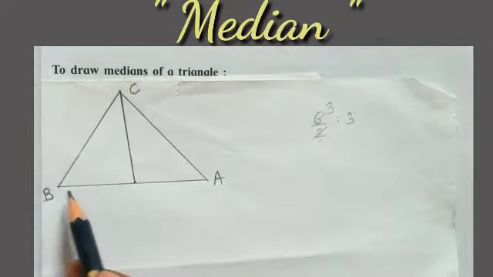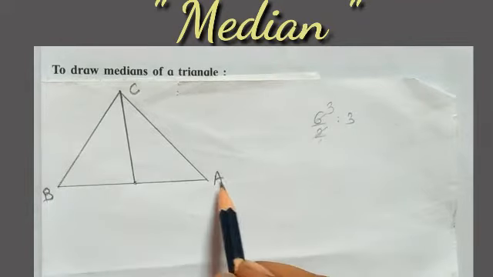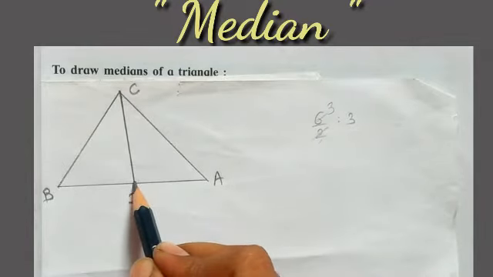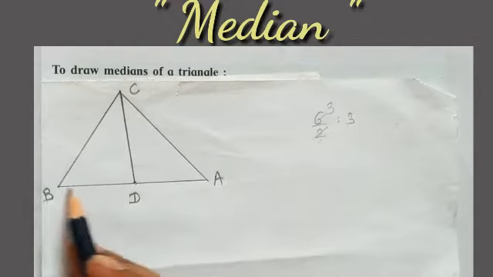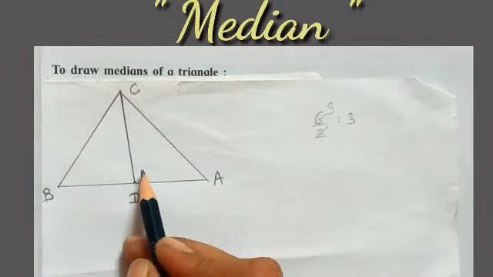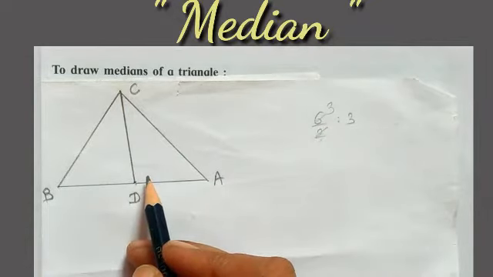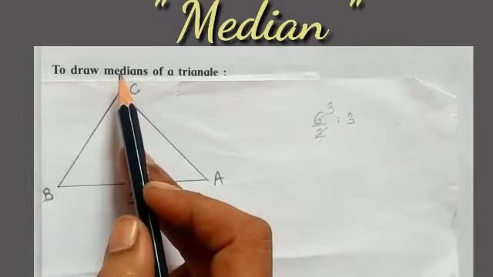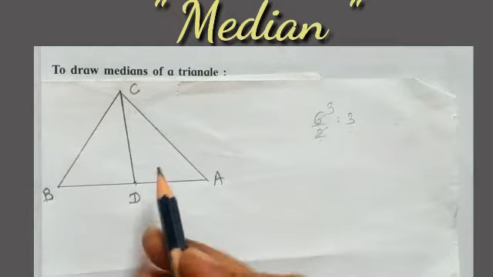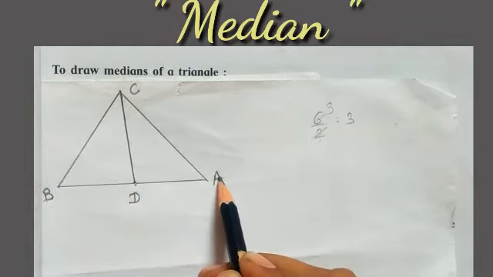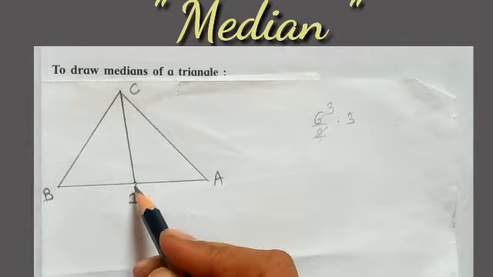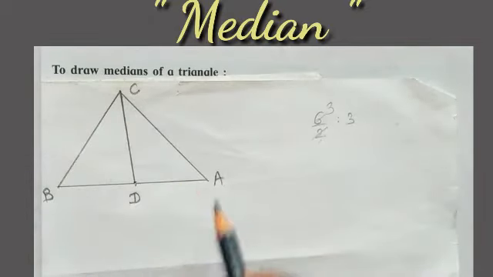Now students, this is the midpoint of the side AB. Here I have labeled it with the point D. As this is a midpoint, it is not the perpendicular from vertex C to side BA. So we are not going to put the symbol of a 90-degree angle while drawing the median. When we draw the altitude, at that time we place the symbol of 90 degrees. But here this is the midpoint of the side BA, so we are not going to place the 90 because it is not the perpendicular. It is just the center of the side BA.